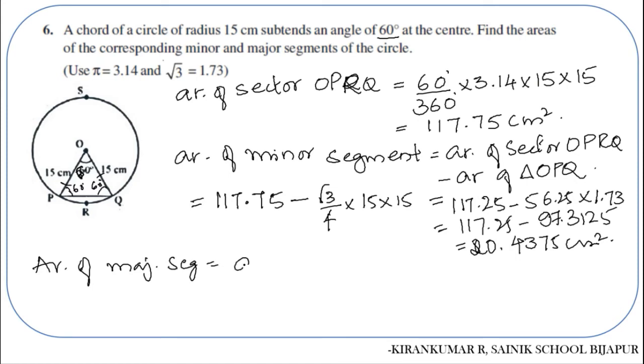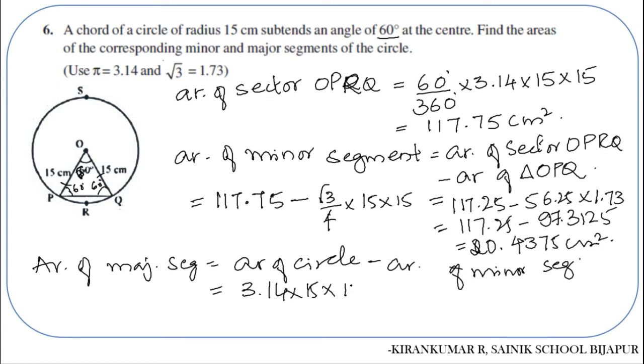It will be area of circle minus the area of minor segment. Area of the circle is pi r square, so it is 3.14 into 15 into 15 minus, we have found the area of minor segment. So we need to subtract.